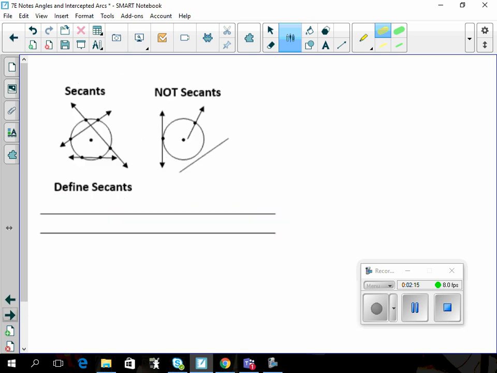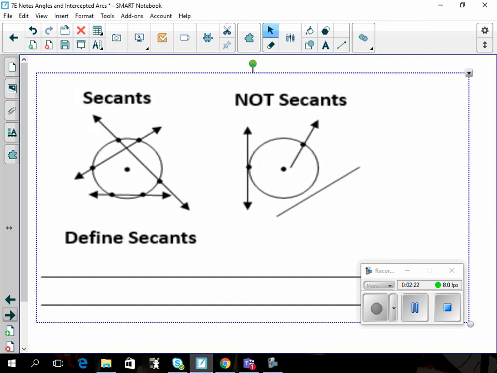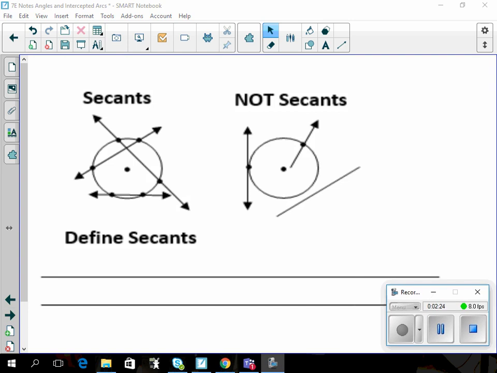How about a secant? I remember when I was in geometry in the dark ages, my geometry teacher couldn't say the word secant. She said it wrong. Drove me crazy. I don't know, things that happen when you're in 7th grade.